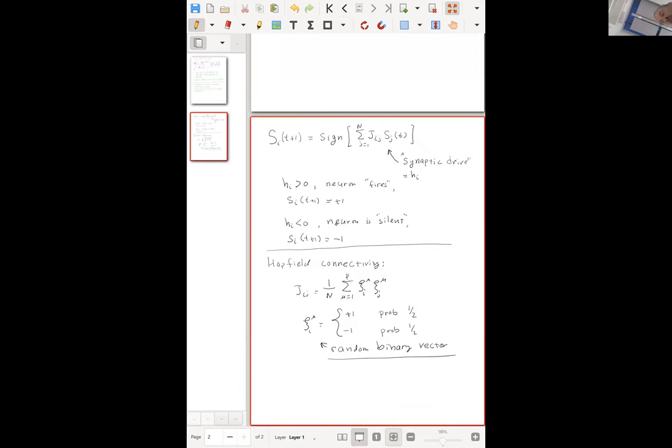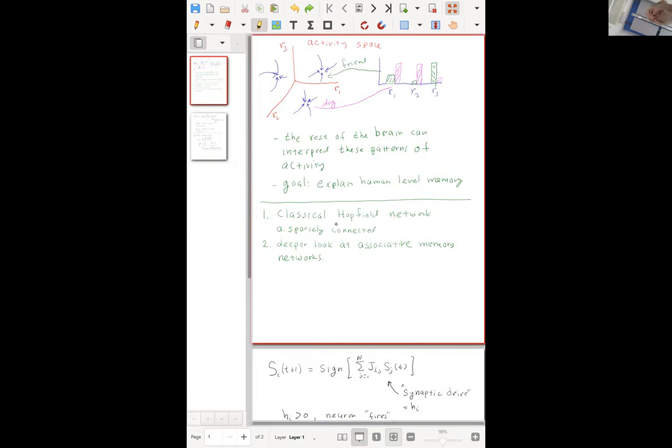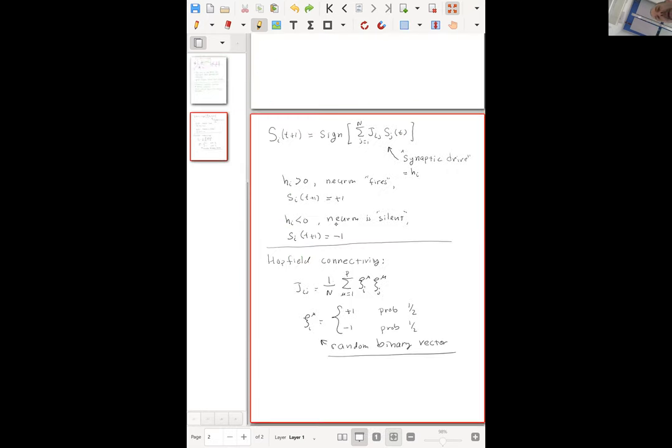And what we're going to show is that with this kind of connectivity, with these random binary vectors, that's actually going to give us the kind of memory network we saw on the previous page. It's going to give us exactly this kind of dynamics. It's got fixed points, and in fact, the fixed points are easy to write down. So we're going to take this connectivity and put it in here, and I'm going to do this on this page so it'll be easier to see.